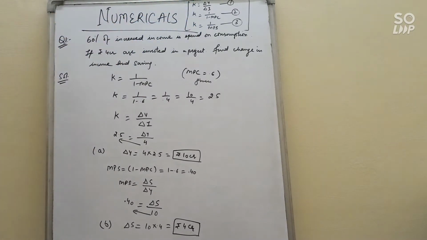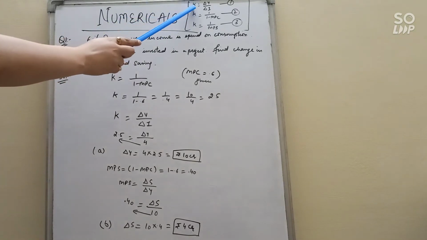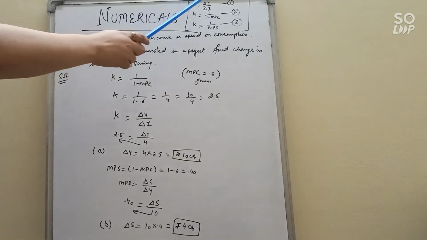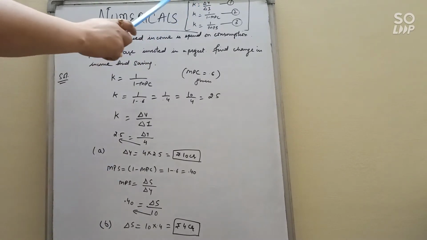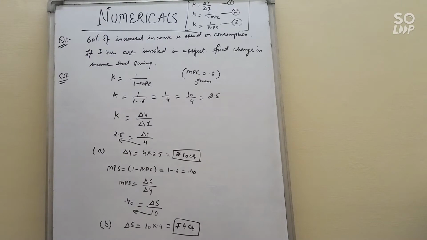In the exam you may get a 1 mark question, or you may get a 3 or 4 mark question from this topic. So what you need to do is, with the help of MPC or MPS, first find out the multiplier. Then after calculating the multiplier, you will put its value in the other formula. Out of these two, one is given in the question, and after putting the value in this formula, you can find out the other value. Clear? So let's take one example.